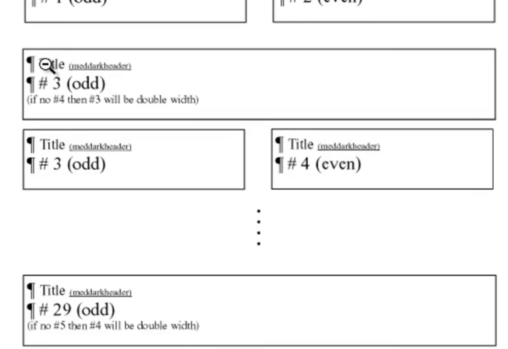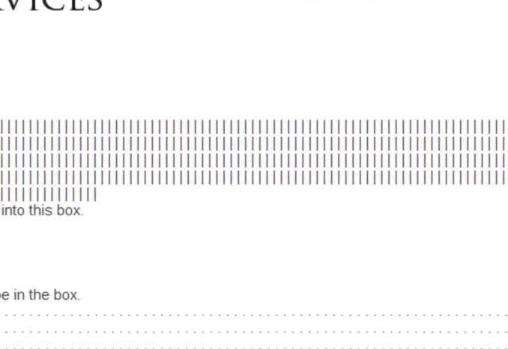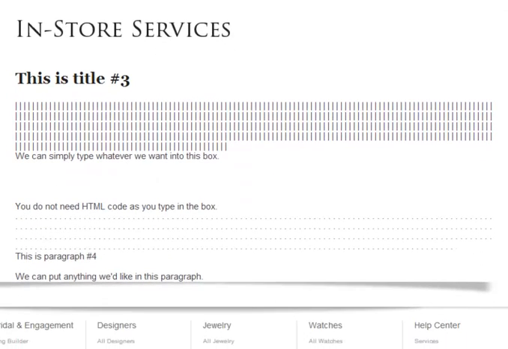This is the title and the paragraph for paragraph number 3, and it shows us an odd number. And then in parentheses it says, if no number 4, then number 3 will be double width, which is what I just showed you as a visual. But if both paragraphs number 3 and 4 exist, because 3 is the odd, always showing up on the left, and 4 is the even, always showing up on the right, if they do exist, then they would automatically be positioned side by side to one another. As you can see, that's what we have here.